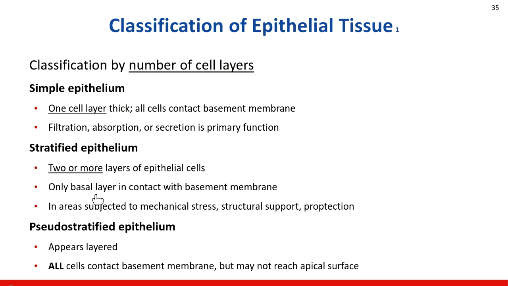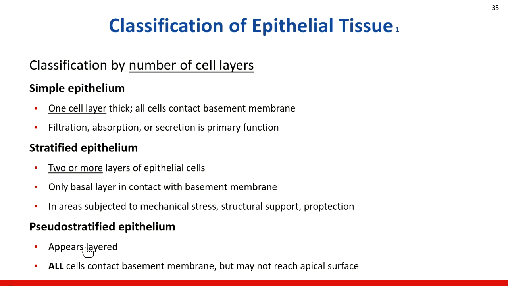When you have many layers of epithelium, their main purpose and function is going to be for mechanical stress support, mainly protection. And then the third type of classification for epithelial tissue is pseudostratified epithelium. Pseudo being false, so it's falsely stratified. It appears to be layered, but it's not.